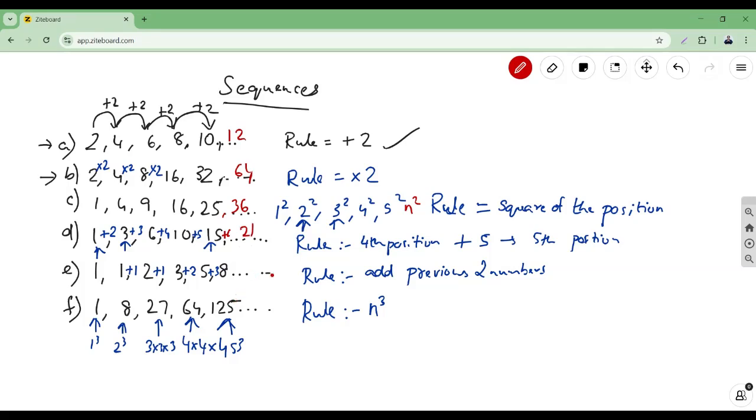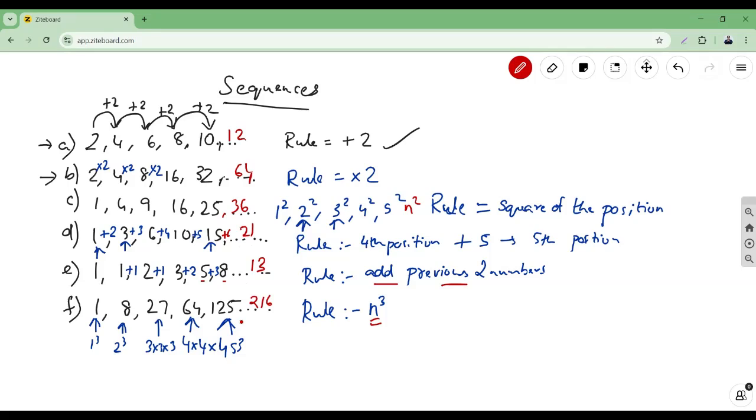Wow, good. So here, what is the rule? Rule, add the previous two numbers. That means 5 plus 8 is 13, the next number. And if I go for this, the sixth position, n cube. 6 cube is 216. Wow.